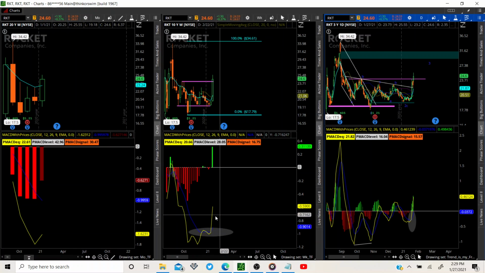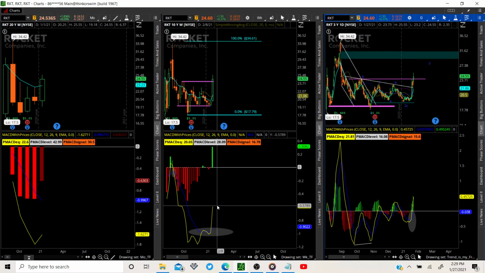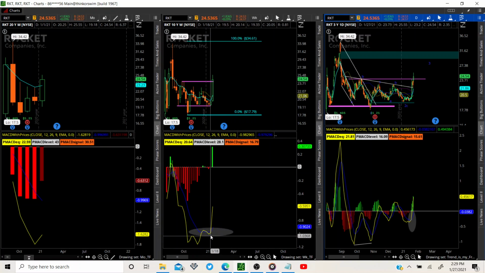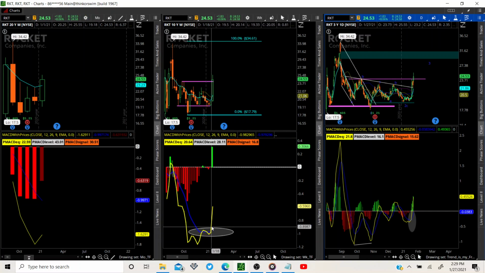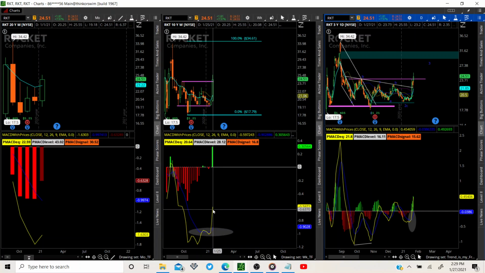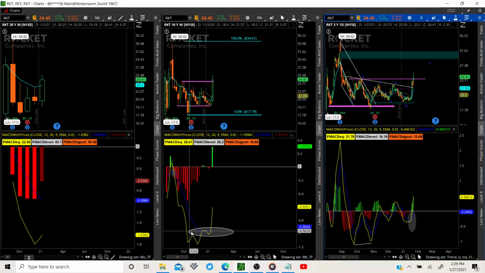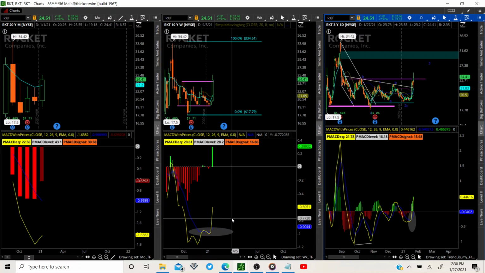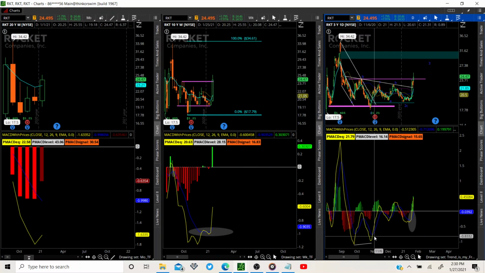Well, that's okay. We're also moving on up. We made a bullish MACD cross. That's when the yellow line crosses the blue. That's a MACD cross to the bullish side. We are still in bearish territory, but you see the sharp move up, very bullish.